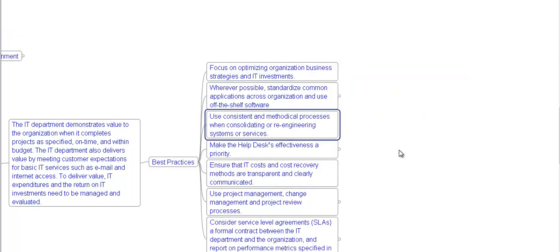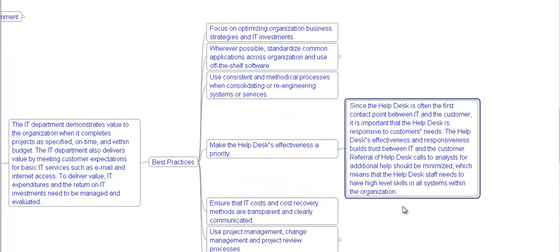Use consistent methodical processes when consolidating or re-engineering system or services. Make the help desk effectiveness a priority. Since the help desk is often the first contact point between the IT and the customer, it is important that help desk is responsive to customers' needs.